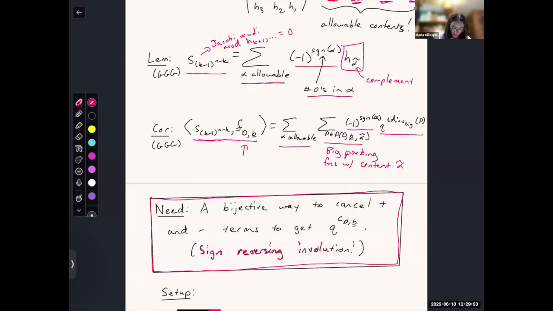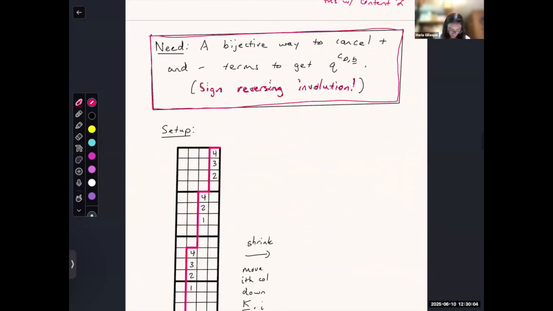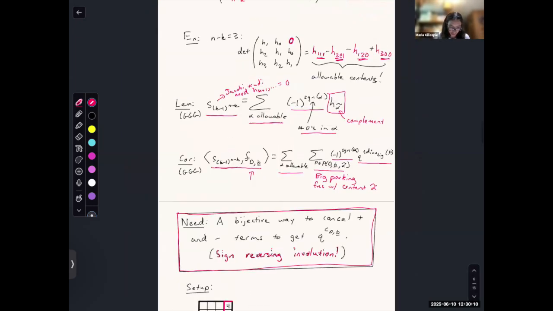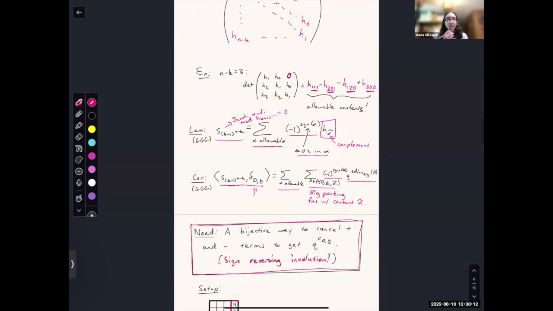So an involution is a bijection from the set of parking functions to itself that switches the sign when you apply the bijection. Also, if you apply the bijection twice, it comes back to where you were. So we need to define this sign reversing involution, and this is where the real combinatorics starts. So I'm going to pause here and see if there are any questions. It's a good pause point.